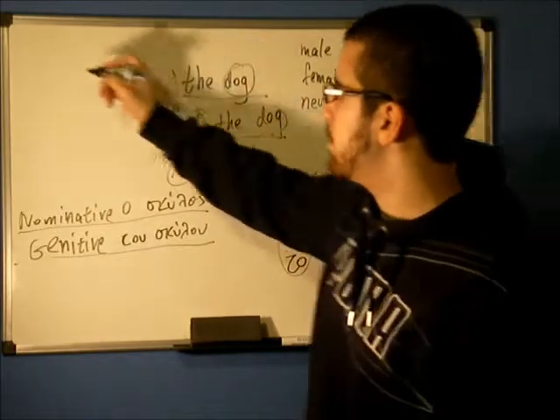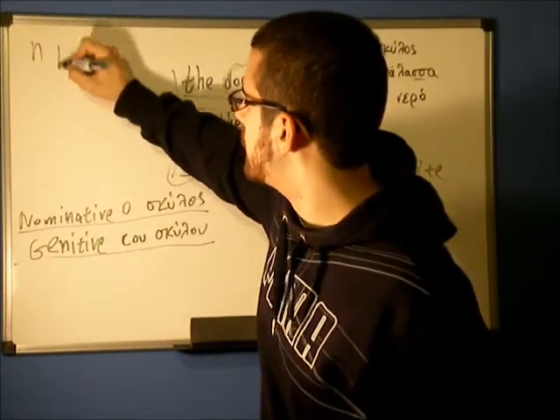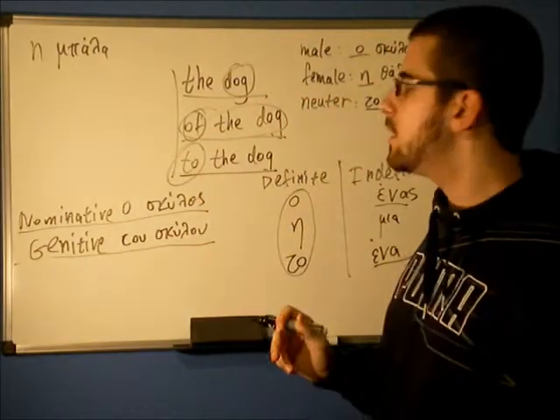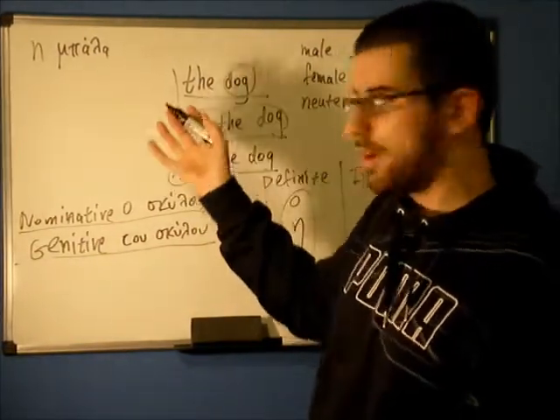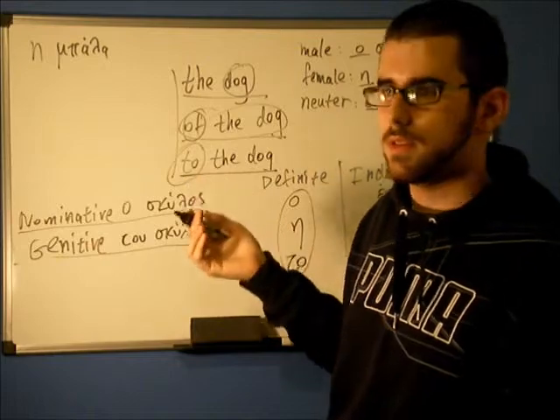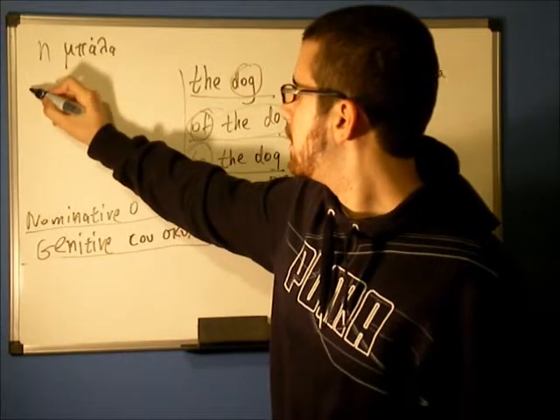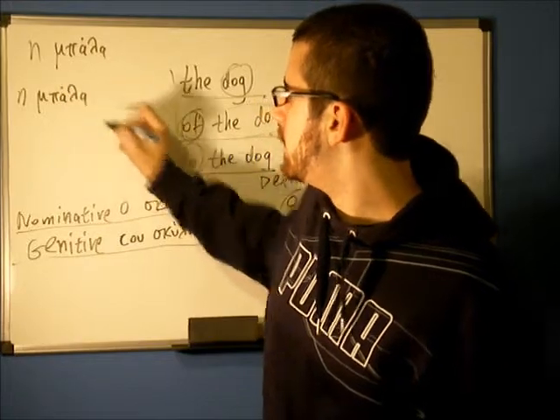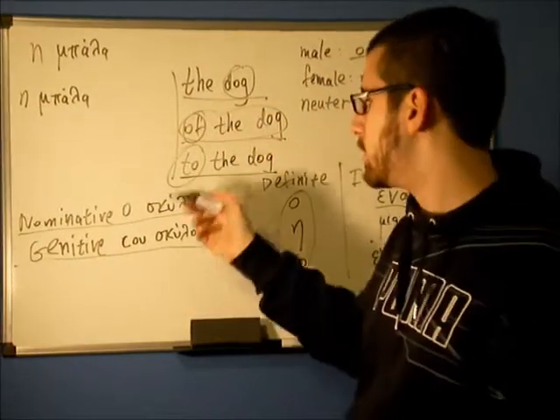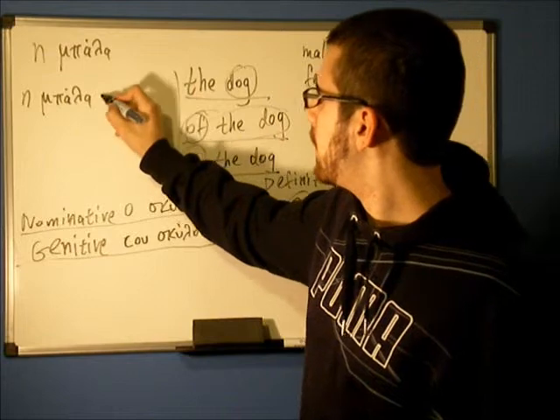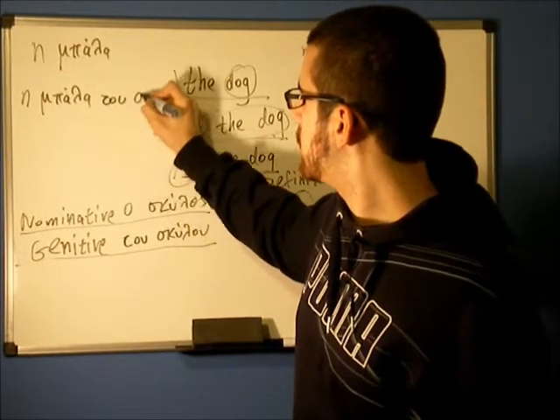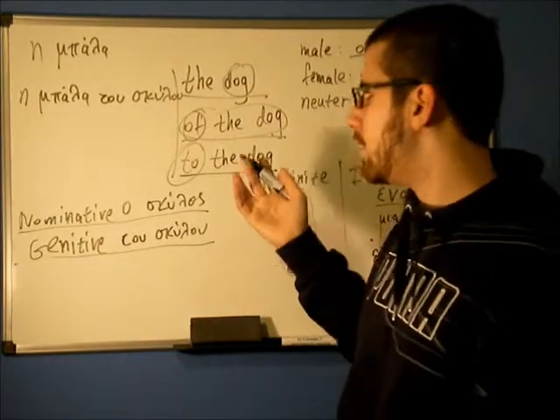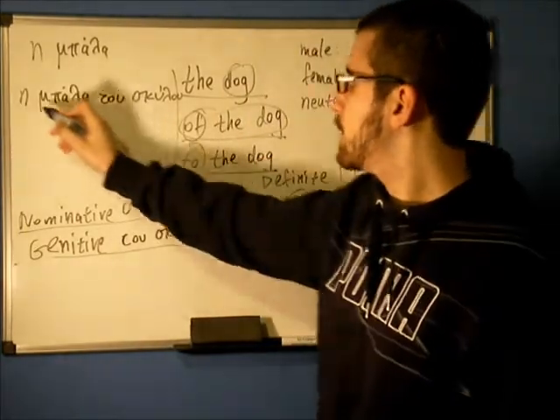Let's say I have the ball. The ball is i bala. It's a female noun. If I want to say the ball of the dog, like the dog's ball, I say i bala, exactly as I see it here, because I'm just referring to something. Therefore, I use the nominative. I bala tu skilu. And this is proper Greek. This is how you say the ball of the dog, the dog's ball.